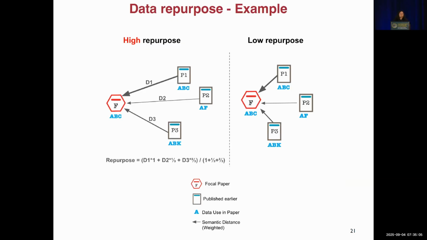One example of data repurposing is shown in this visualization. For the high repurpose paper, we can see that papers P1, P2, P3, which were published before paper F, are much more distant. But for papers with lower repurpose rates, they will have much closer distances.